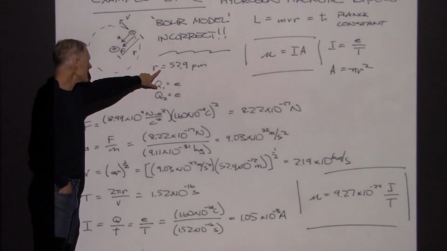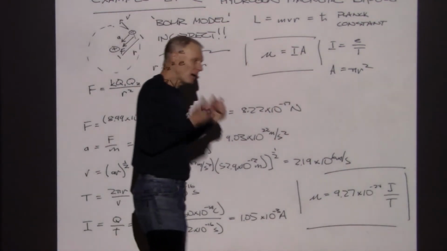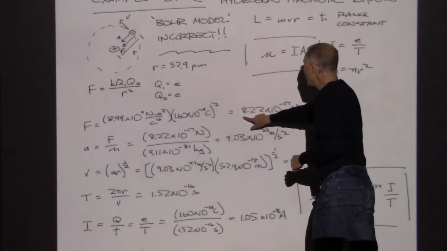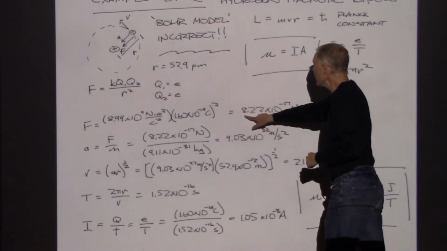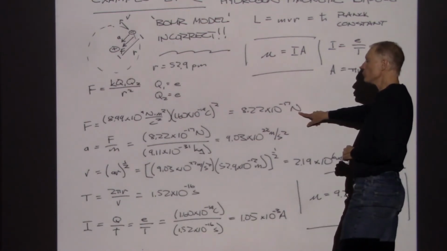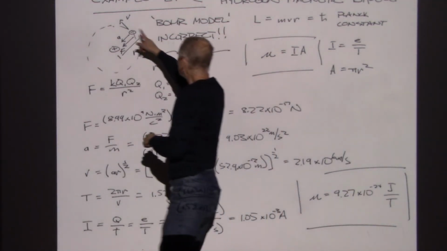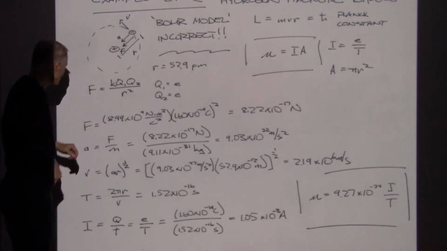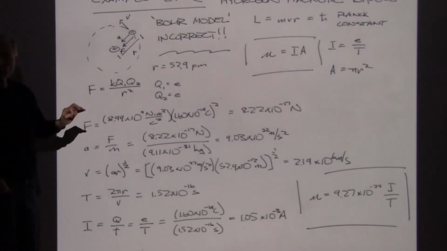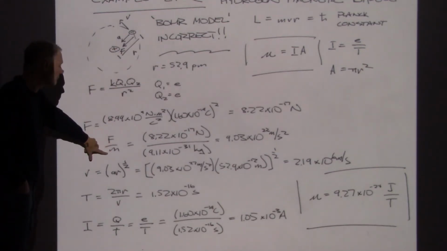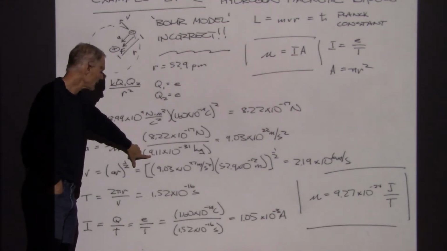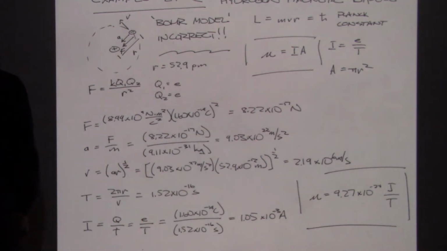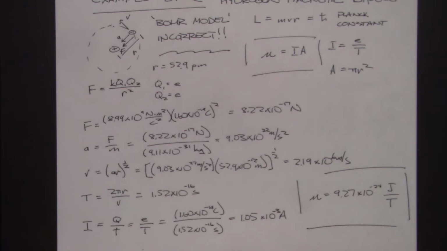So with this radius in place, we can calculate how much force is holding the proton and electron together. Well, in the Bohr model, if the Bohr model were correct, that would be 8.2 times 10 to the minus 17 newtons of force. Now, the electron in the Bohr model, the incorrect Bohr model, is in circular motion. And so the centripetal acceleration would be F divided by m. This is the mass of the electron, 9.11 times 10 to the minus 31 kilograms. That gives us an enormous acceleration, 9 times 10 to the 22 meters per second squared.